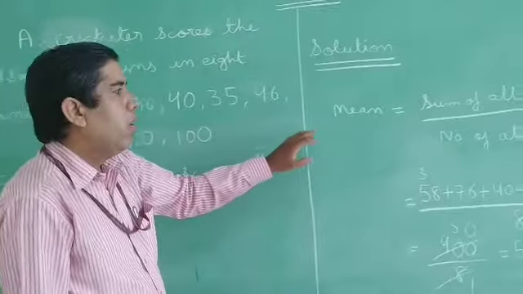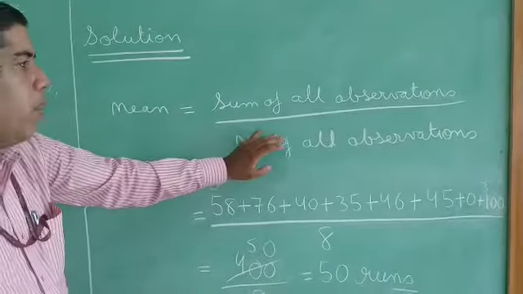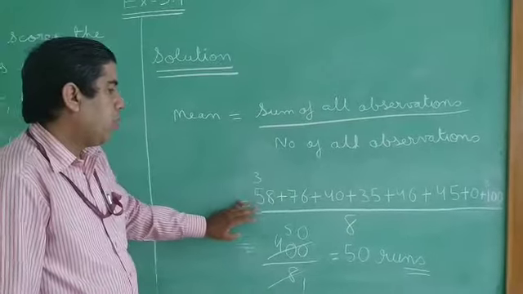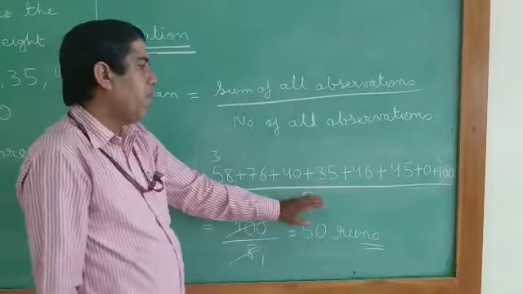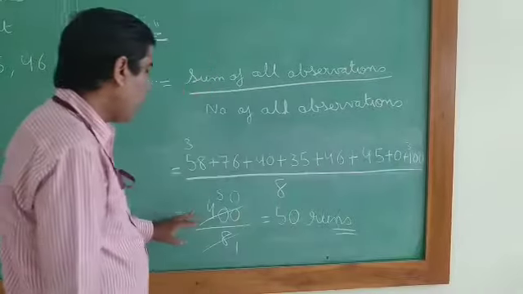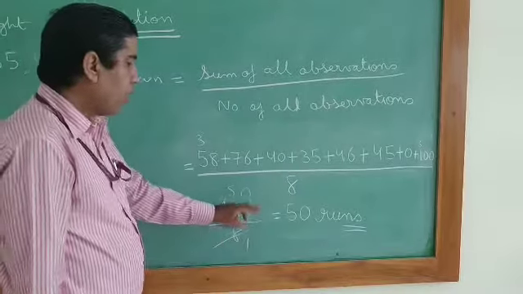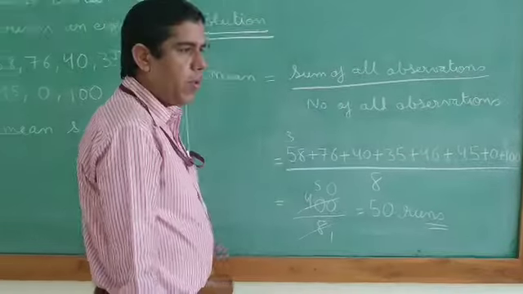Now the solution. The mean is equal to sum of all observations upon number of all observations. And I have done the totaling here: 58 plus 76 plus 40 plus 35 plus 46 plus 45 plus 0 plus 100. It is coming 400 upon 8, and the answer comes here, 50 runs is the mean score. This question completes here.